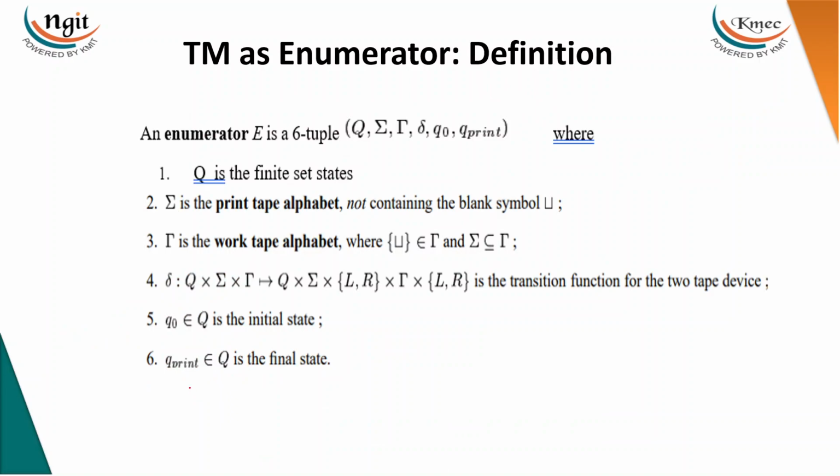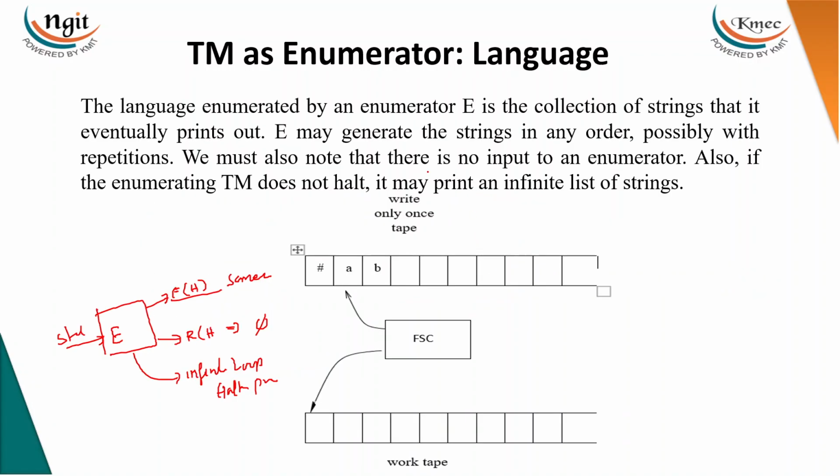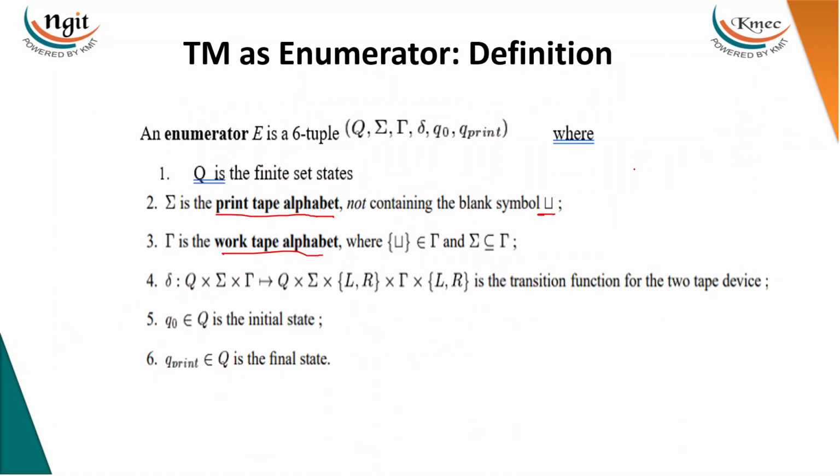Then what is the definition of the enumerator here? An enumerator is a 6-tuple. Q is the finite set of states, and sigma here is the print tape alphabet, not containing even the blank symbol. It is the print tape alphabet, not the input tape alphabet; what we are going to print. Then the work tape alphabet, we are going to have the blank, and the print tape alphabet is also a subset of this work tape alphabet. We don't have any input tape here, only work tape and print tape. That's why we clearly mention that there is no input to an enumerator.